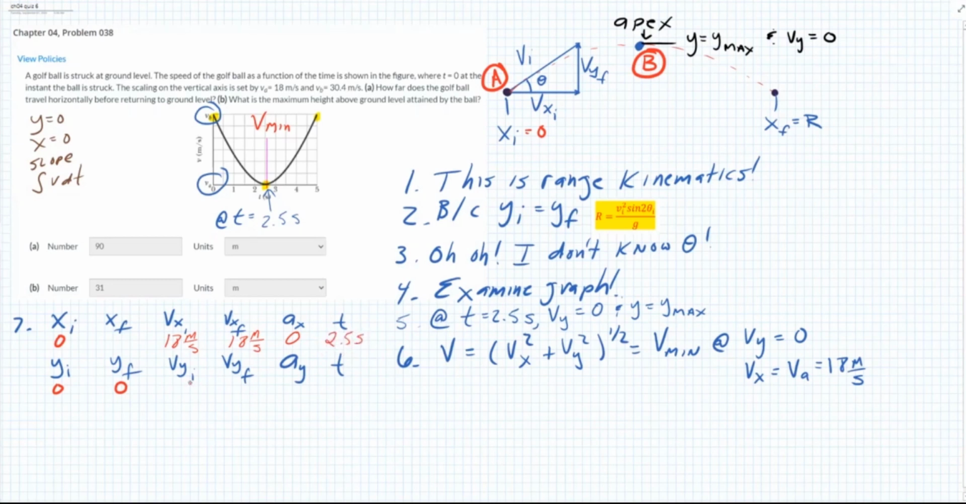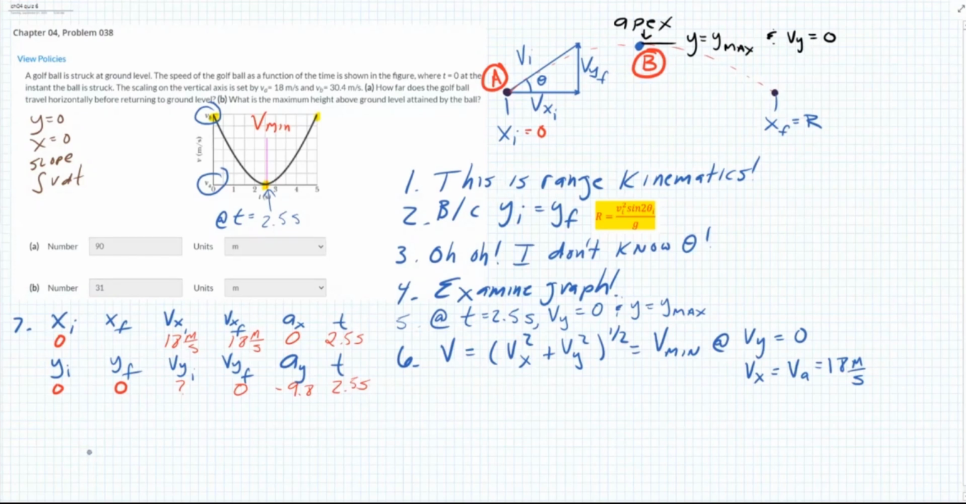For my Y data, I think I can figure out V sub Y. We'll find out. But for now, this is going to be negative 9.8. This is going to be 2.5 seconds. This is going to be 0. This is, I don't know, but I think I can get that from the graph if I need to. But part A is saying, how far does the golf ball travel horizontally?